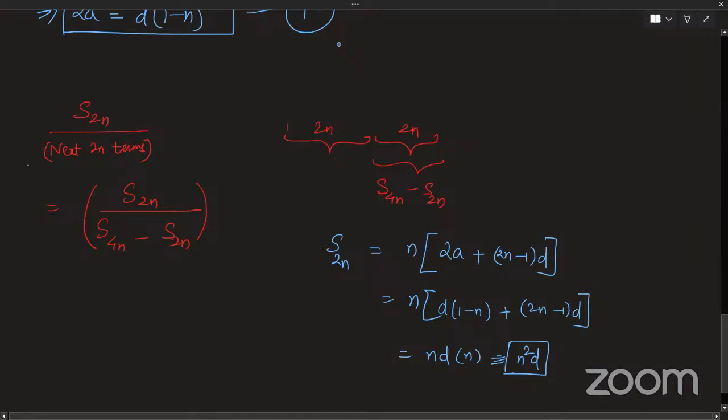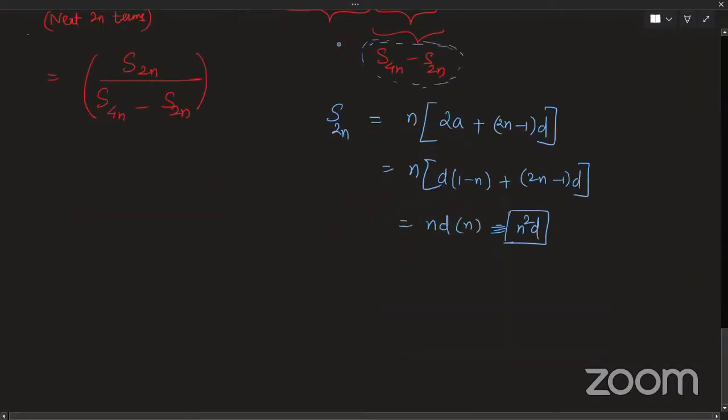When I got a relation between these, the same logic I applied here. The question was asking me to find the sum of the first two n terms by the sum of the next two n terms. So how did I calculate the sum of the next two n terms? My next two n terms is basically S of 4n minus S of 2n. Now I have calculated the value of S of 2n. The same thing I will do for S of 4n also.